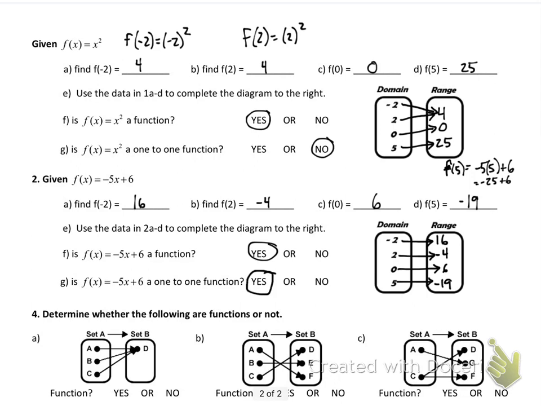Now we have a visual on what a one-to-one looks like. Each input only has one output. Each output has only one input. And the number of inputs equals the number of outputs. So it's kind of redundant ways of looking at it.